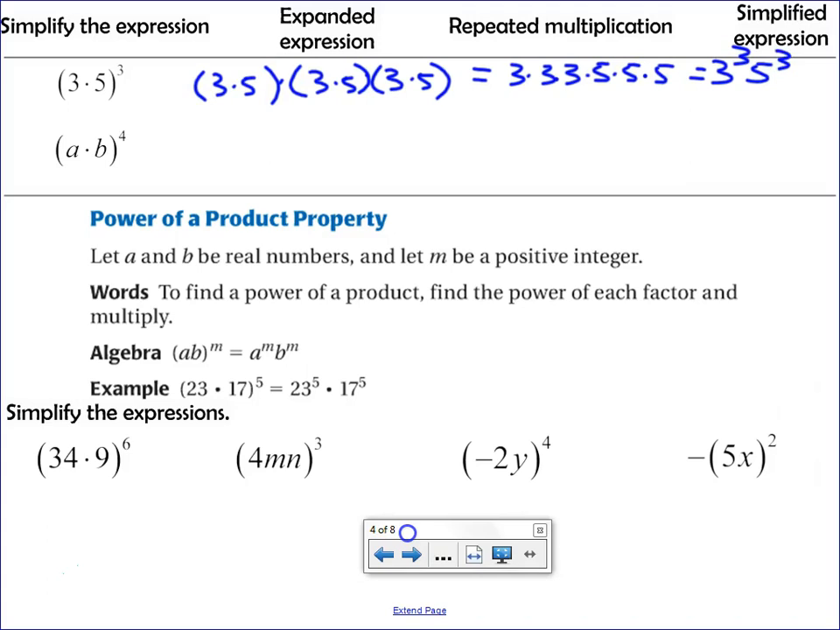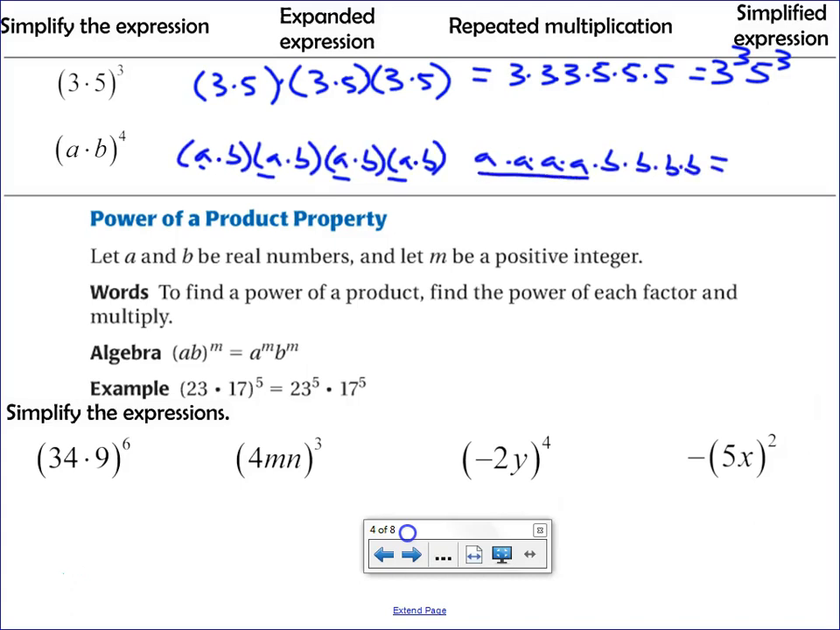A times B 4 times. I can write that out, then rearrange: A times A times A times A times B times B times B times B. That means I have A multiplied 4 times and B 4 times.